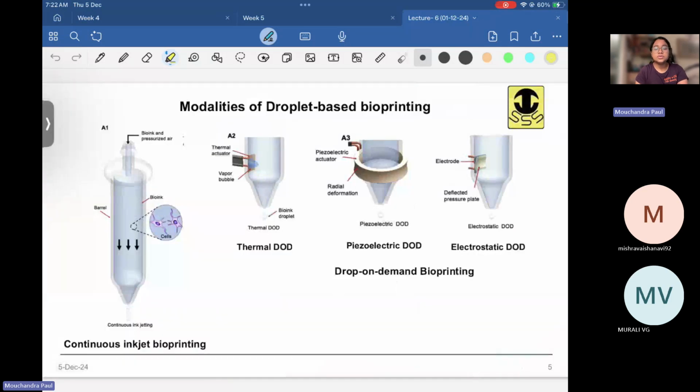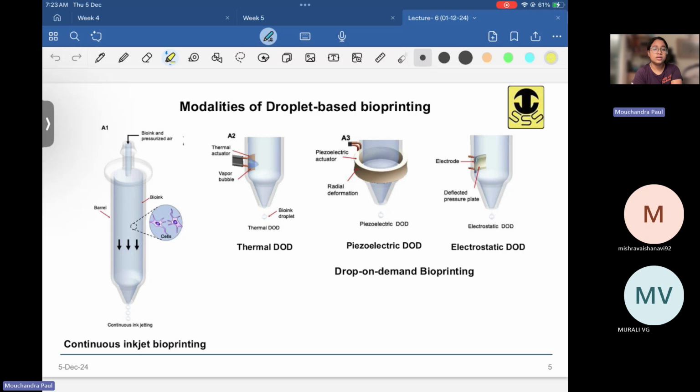And yeah, so in the previous class, we talked about droplet-based bioprinting, right? We learned what the different modalities are, how each of these modalities works. And also we talked about what type of biomaterials are used for droplet-based bioprinting, what kind of advantages are there in using one type over the other. So today's lecture, we will understand the application of this technique by going over a research article.